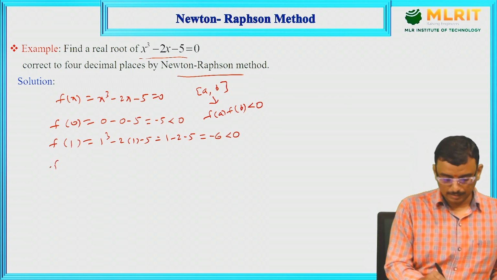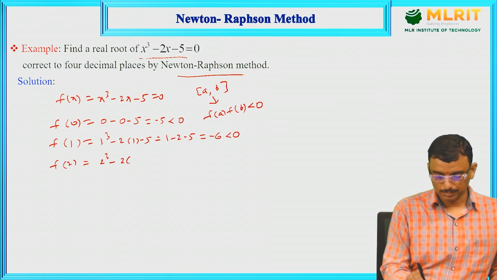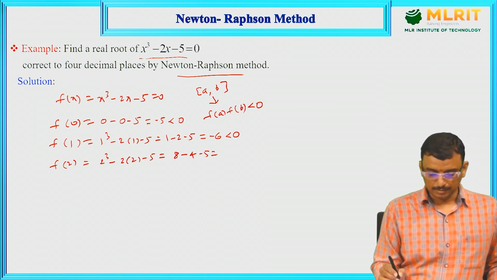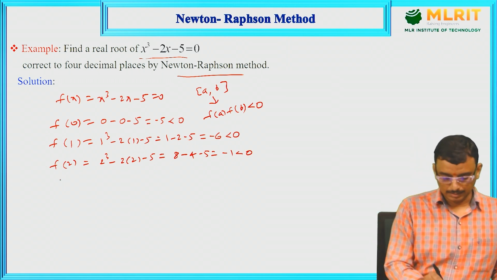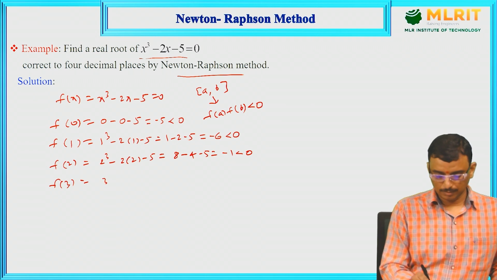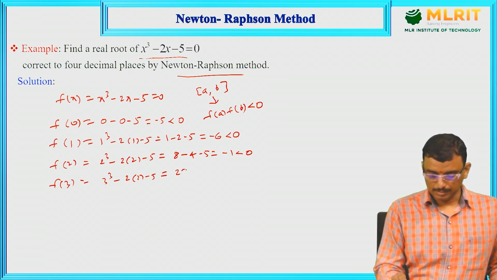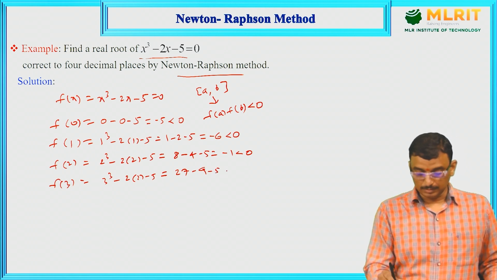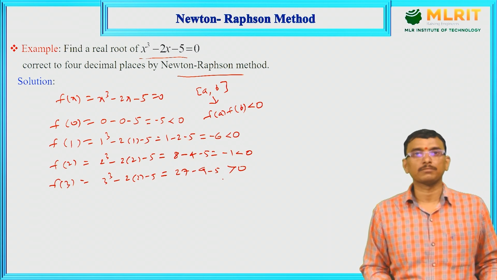Next, take the next value, f of 2 is equal to 2 cube minus 2 into 2 minus 5. So 8 minus 4 minus 5. So this is also minus 1, less than 0. Next, take f of 3. So this is equal to 3 cube minus 2 into 3 minus 5. So 27 minus 6 minus 5. So this is also a positive value, greater than 0.